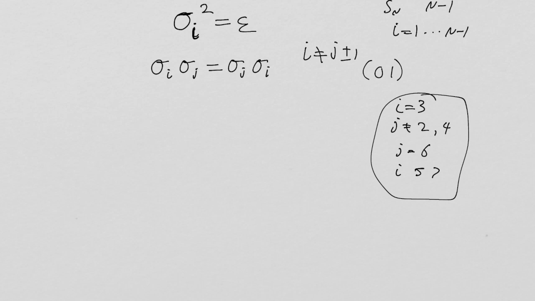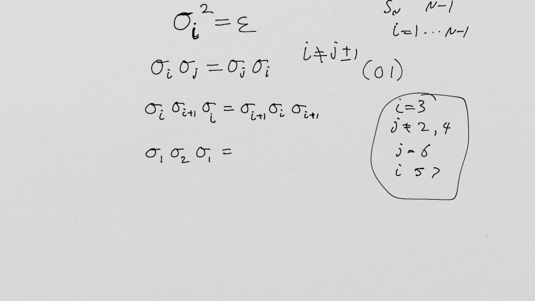So there's that rule, and then there's one more relation which goes like this. It's kind of a little awkward relation, but if we took an example, we might say sigma 1, sigma 2, sigma 1 equals the same thing as sigma 2, sigma 1, sigma 2.